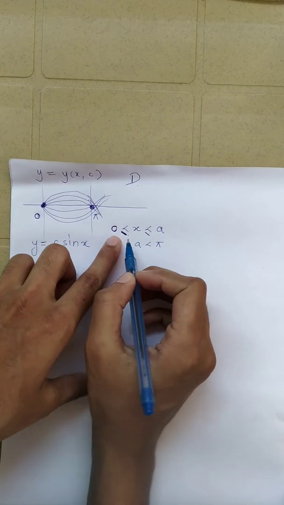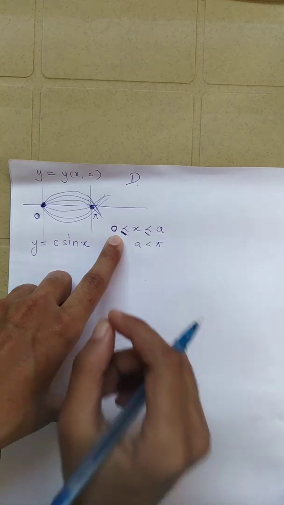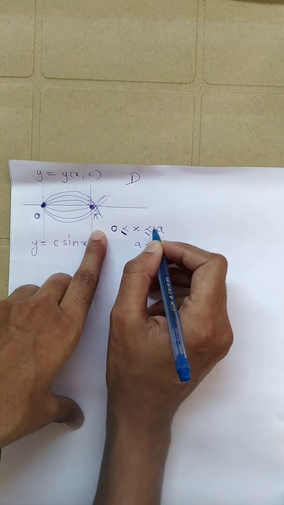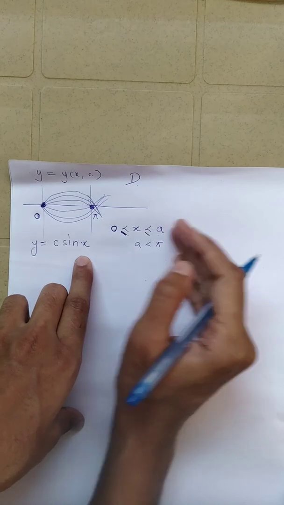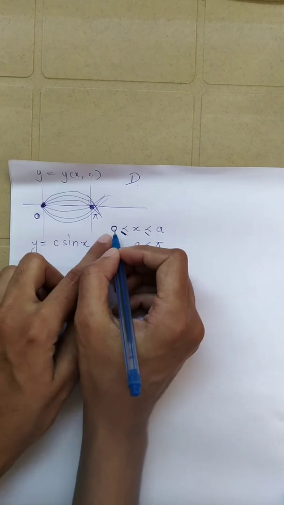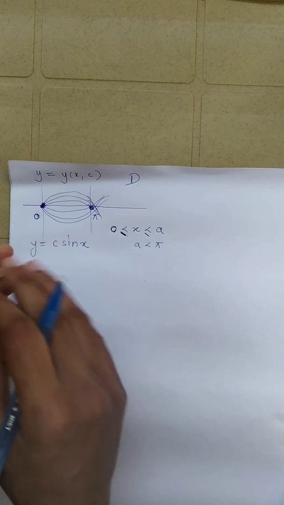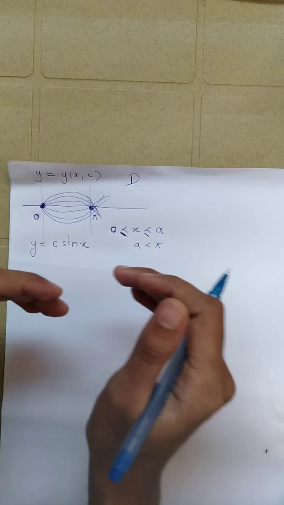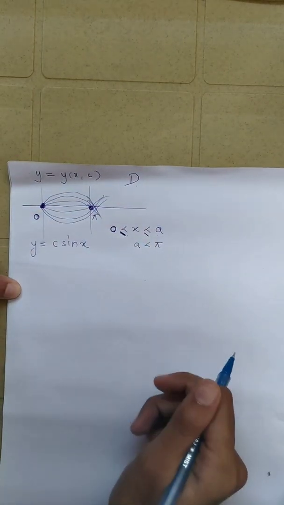And if you notice, in the last example I did in the last video, I took 0 less than or equal to x less than or equal to some b, and in that region the first endpoint, that means 0 comma 0, was the center and it was included in the domain D. I said that in that domain D the family forms a central field.